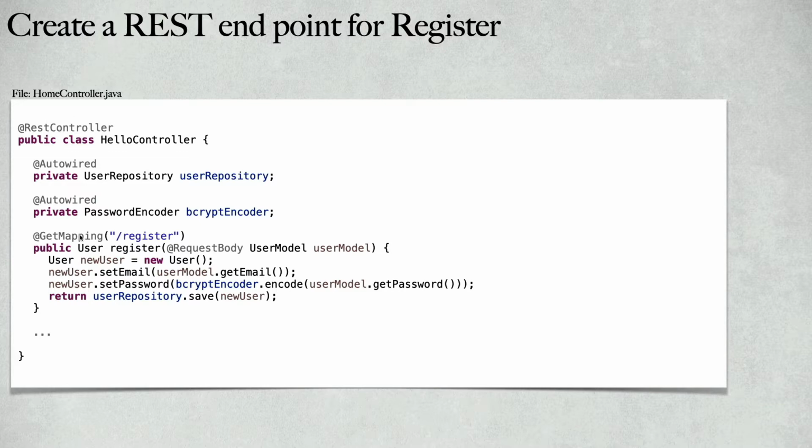Inside the home controller, we're going to create a new API, the URI of which is register. This will be a post mapping. Sorry about that, I forgot to change this to post mapping. This will be a post mapping and we will create a method register. This will take the user model as a parameter. We will make use of the request body to bind the HTTP request body to this user model bean.